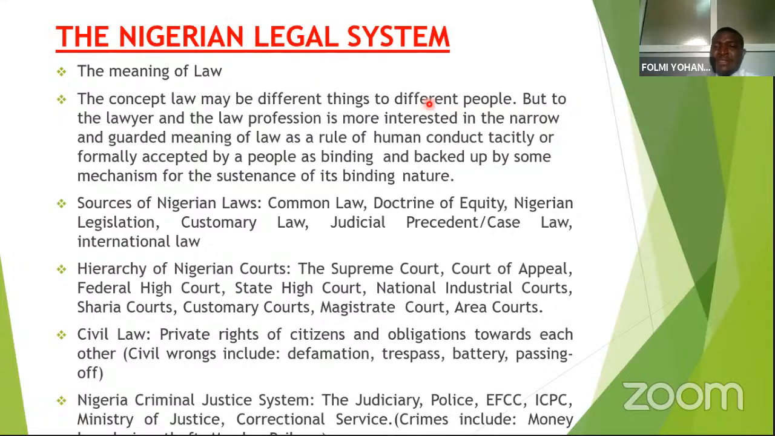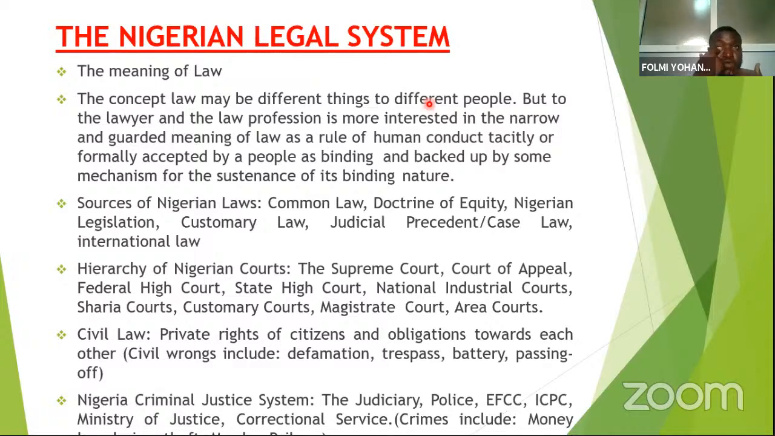Then the next to the Supreme Court is the Court of Appeal. As the name implies, Court of Appeal, all appeals from Federal High Courts, State High Courts, National Industrial Courts, Sharia Courts, Customary Courts, Courts of Superior Records go to the Court of Appeal. For instance, let me give you an example of how this thing works.